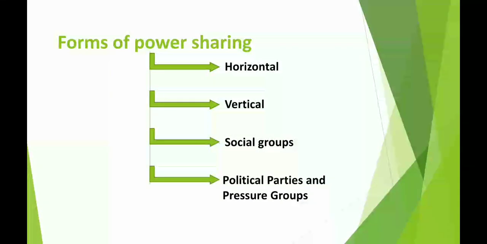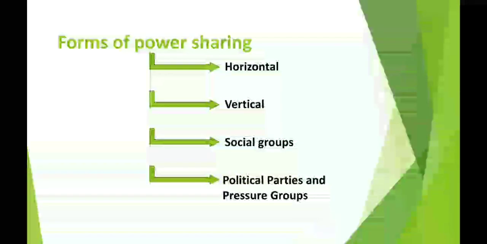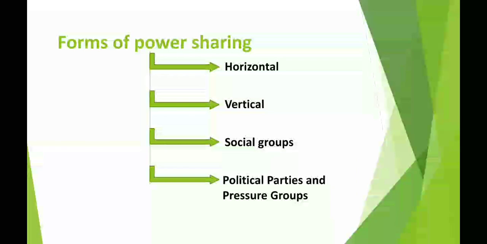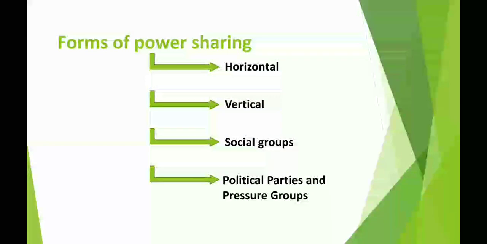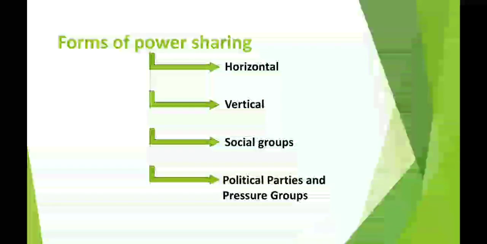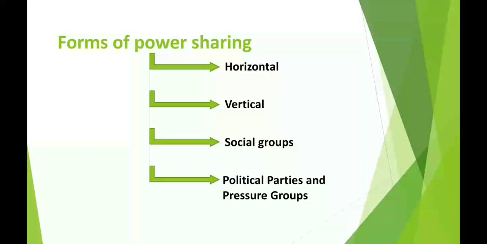Next is the social groups. If we take the example of Belgium, there the community government can be taken as a model for explaining this social group category of power sharing. There we can see that the social group arrangement based on linguistic lines, that is the community government, helped in sharing the powers among the different ethnic communities in the nation.